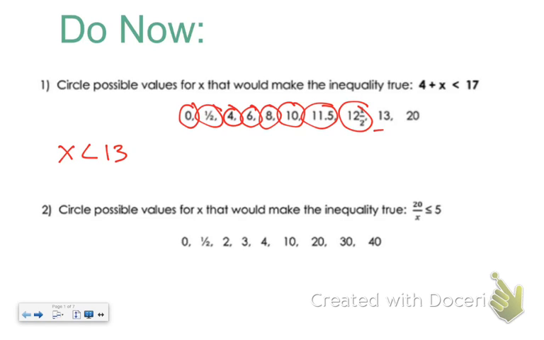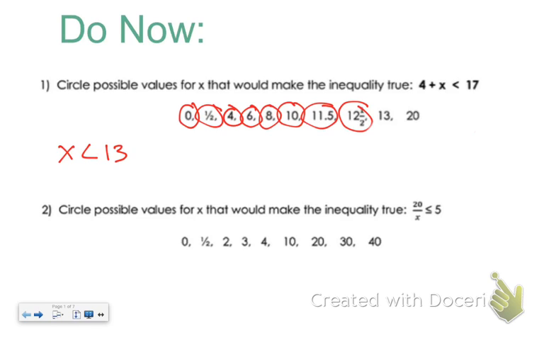So everything up until 13, because what happens when we do substitute 13 into this inequality? We get 4 plus 13 is less than 17. So we're checking to see if this is true. 4 plus 13 is 17. 17 is not less than 17, so this value is not part of the solution set. So 13 and 20 in this case are the only two values on our list that wouldn't work.